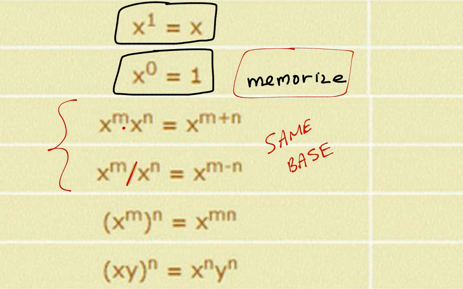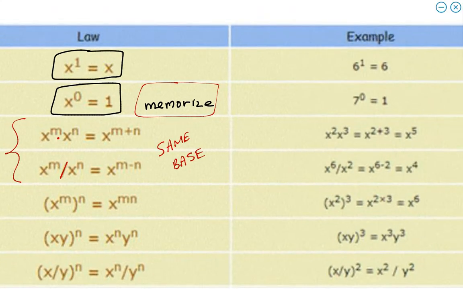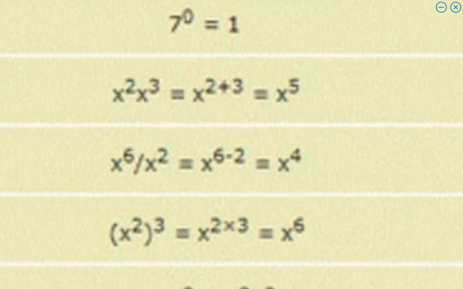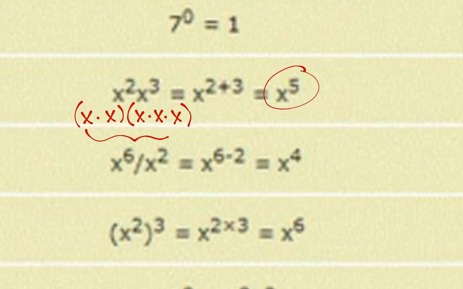So let's take a look at the example. x squared times x cubed, if you think about that, x squared is 2 factors of x, and x cubed is 3 factors of x. Now can you count them up? How many are there? There's 5 factors of x.